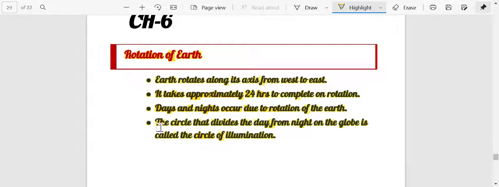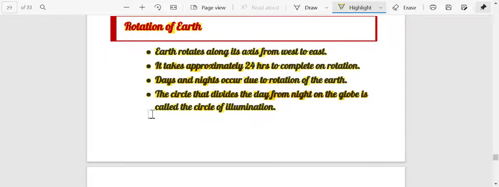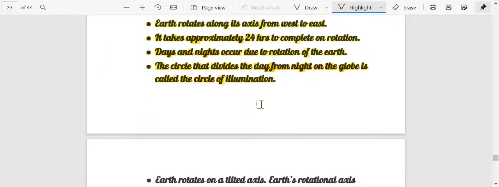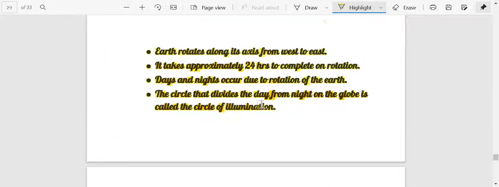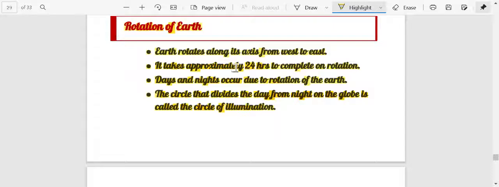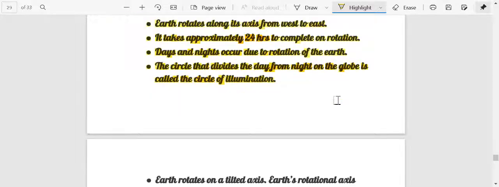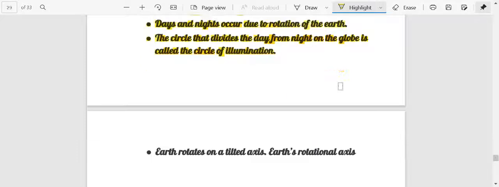The line on Earth that divides day from night on the globe is called the circle of illumination. So I want to ask you something. Which other planet also rotates almost 24 hours? You can answer me in the comment box.